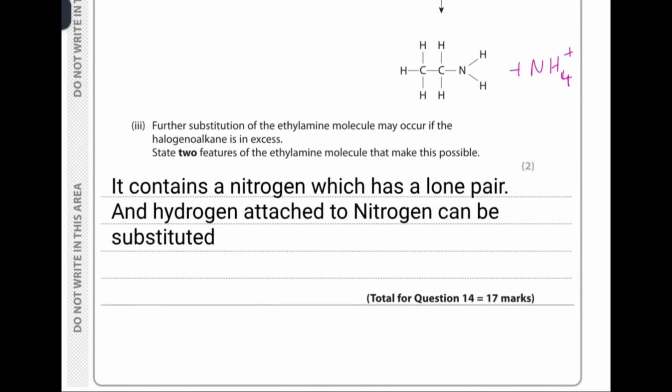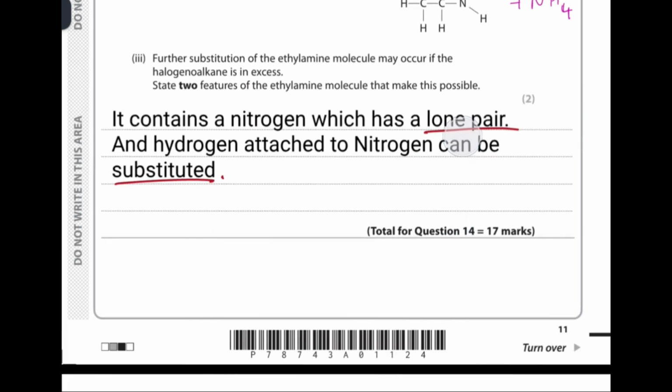In part 3, further substitution of the ethylamine molecule may occur if the halogenoalkane is in excess. State two features of the ethylamine molecule that make this possible. Right? So it contains nitrogen with a lone pair, and hydrogen attached to nitrogen can be substituted. Right? So it tends to react more.